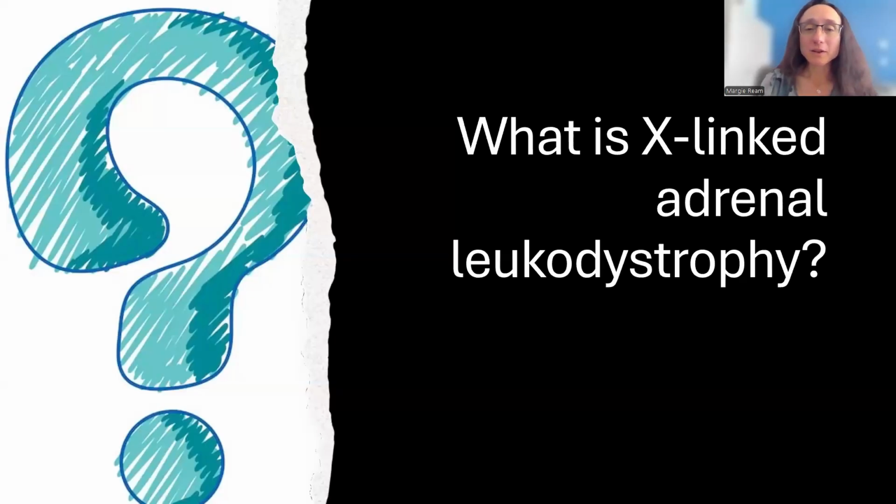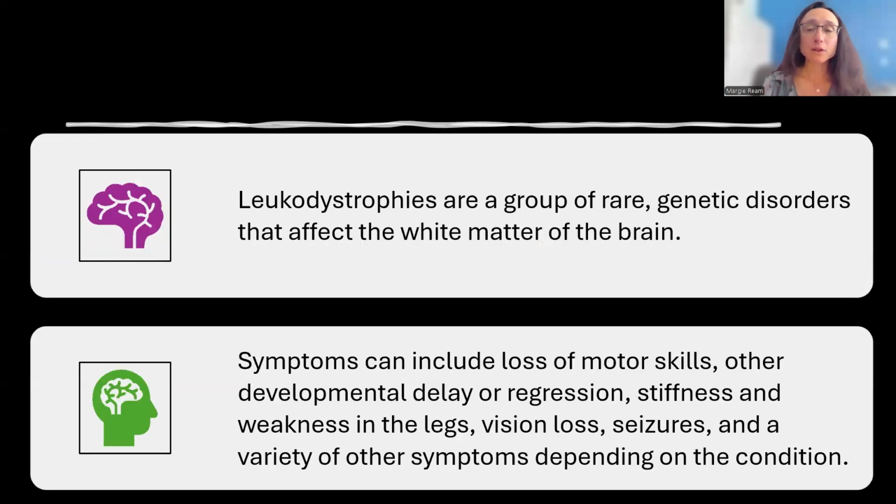So the first question on your mind might be, what is X-linked adrenoleukodystrophy? But in order to understand this, we first must define leukodystrophies in general. Leukodystrophies are a group of rare genetic disorders that affect the white matter of the brain. Symptoms can include loss of motor skills, other developmental delays or regression, stiffness and weakness in the legs, vision loss, seizures, and a variety of other symptoms depending on the condition.